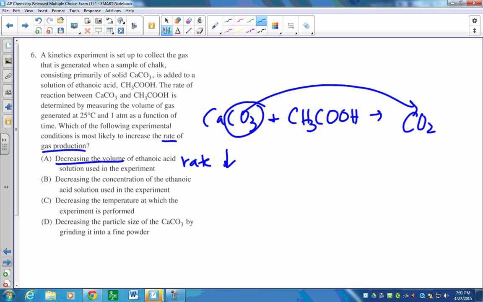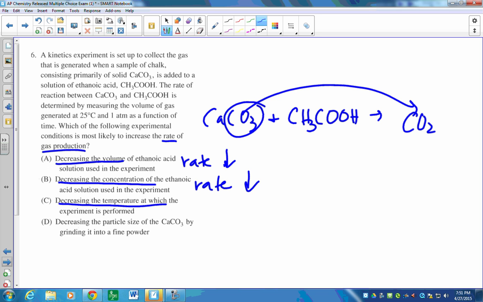Because remember, increasing the concentration makes it go faster because there's more collisions per second. Decreasing the concentration of either reactant makes the reaction go slower because there's less collisions per second. Decreasing the concentration of ethanoic acid would not make the rate of gas production go up. It would make the rate of gas production go down.